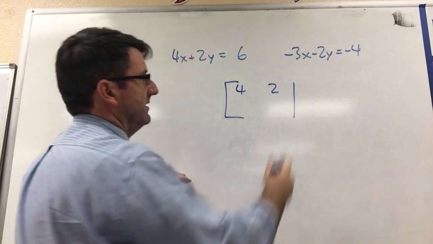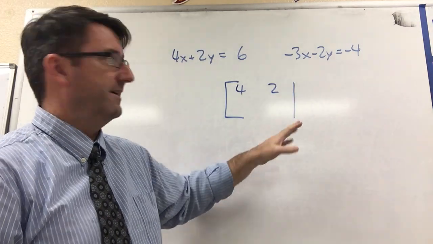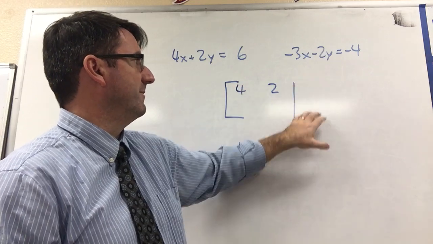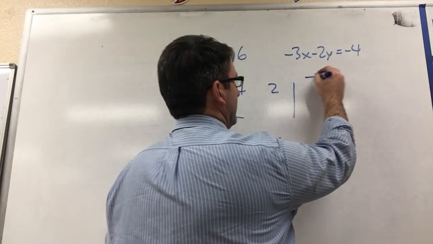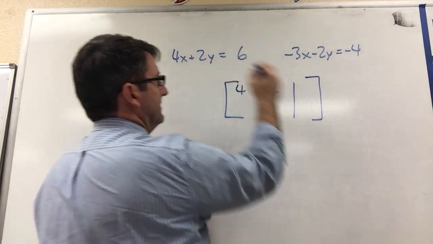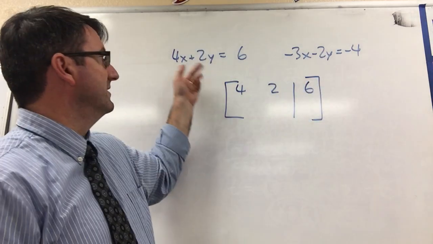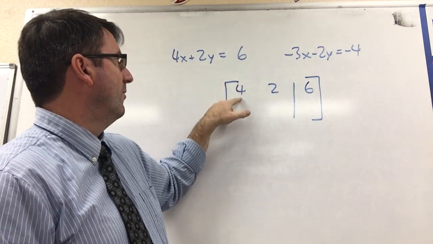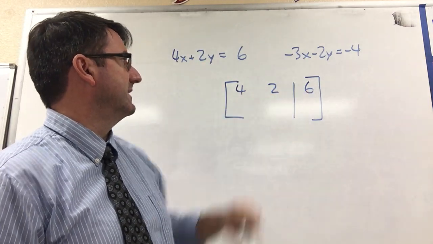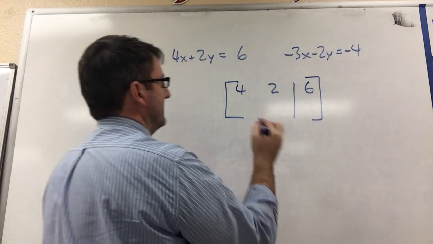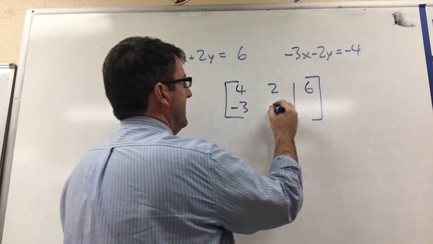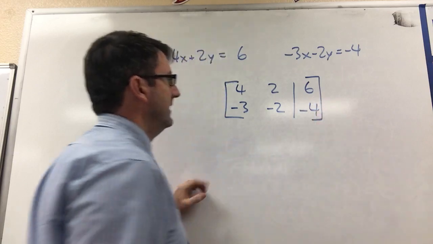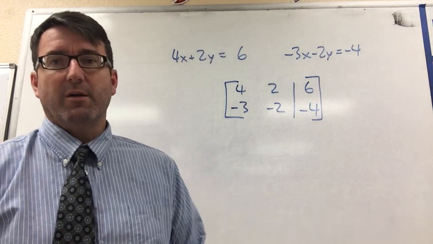And then we usually will put some sort of line here to indicate that we're separating the coefficient matrix over here from the constant matrix over here, and 6. So basically you're just writing this equation without the x and y. 4x plus 2y equals 6. And then we'll do the same thing for this one. So negative 3x minus 2y equals negative 4. And that's going to be your augmented matrix.